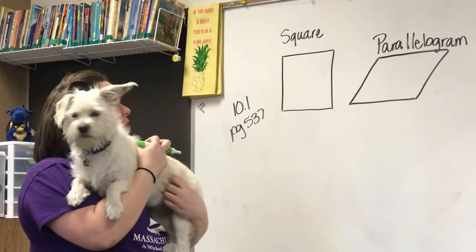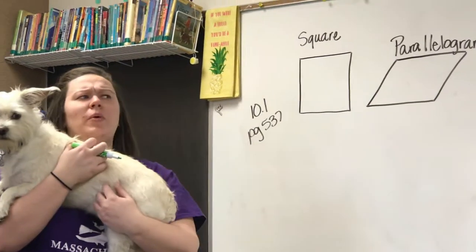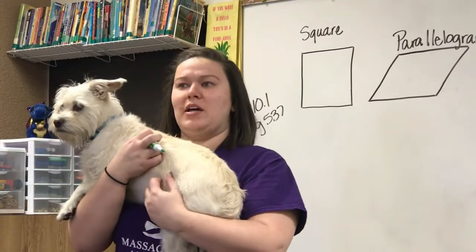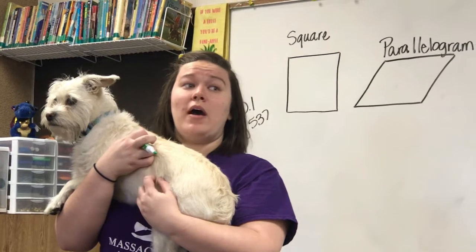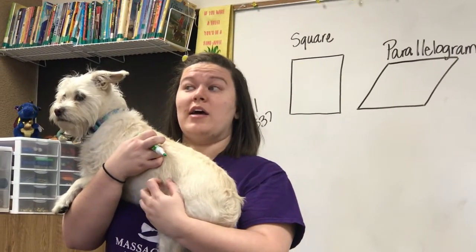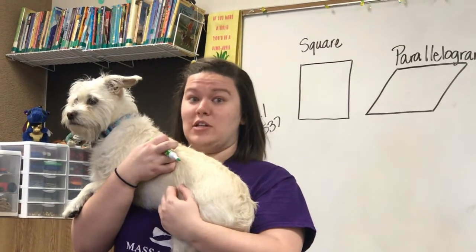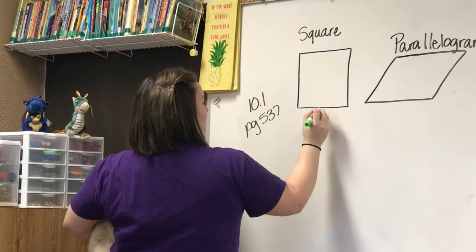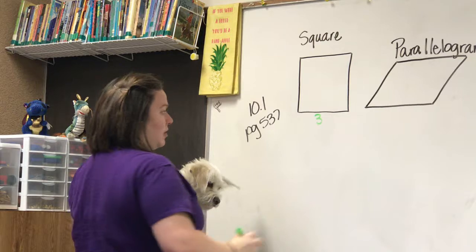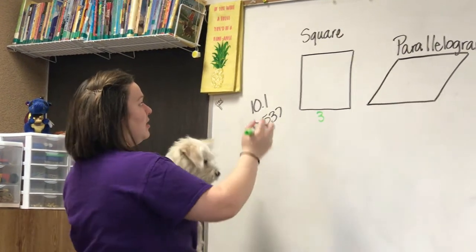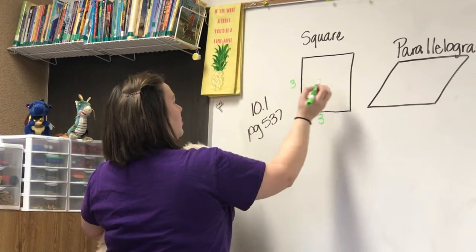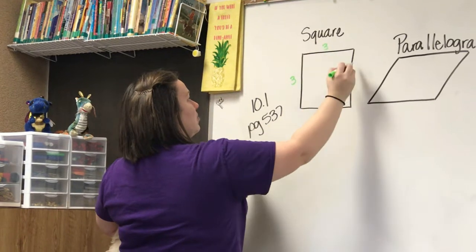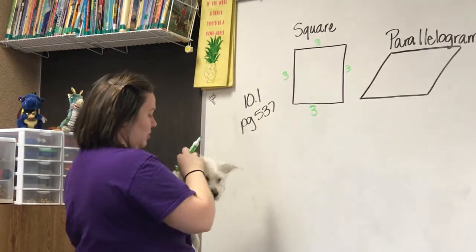All right, so people forget this because it's so basic information, but a square has all four sides equal. Okay, so if this side is 3, then that side is going to be 3, and that side's going to be 3, and that side is going to be 3.